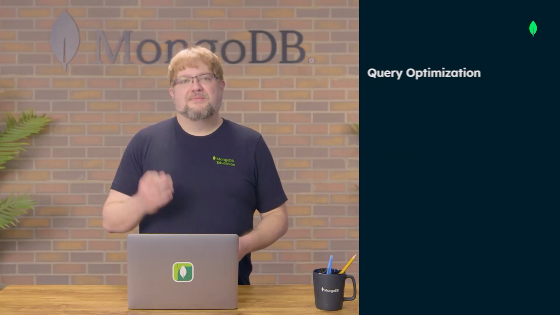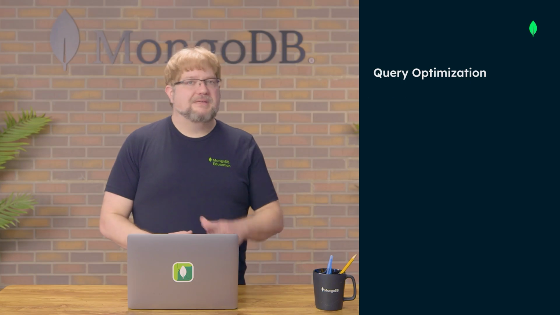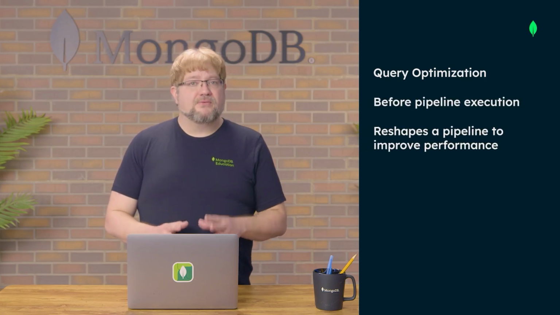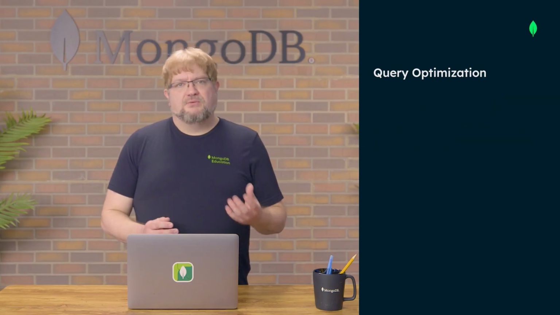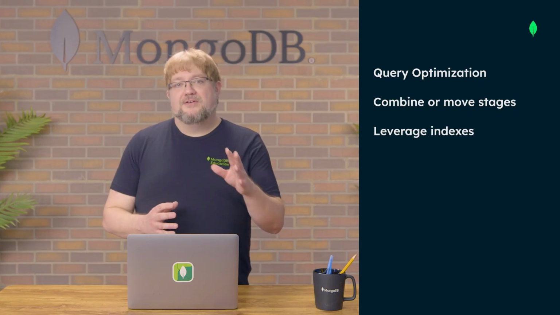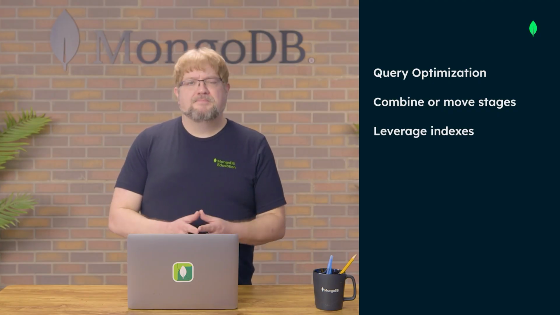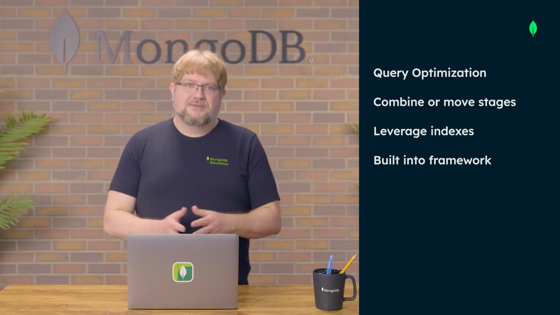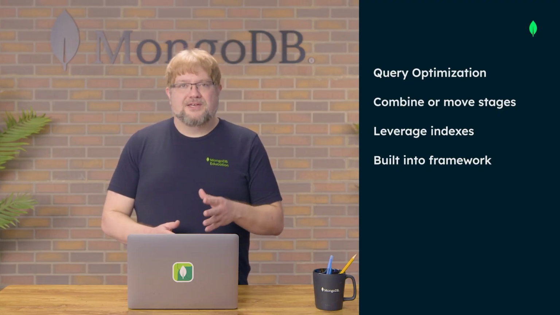Luckily, the query optimization phase happens automatically before pipeline execution. This will reshape a pipeline to improve performance. For example, the Query Optimizer might combine or move stages to leverage an index as long as the final output isn't impacted. This optimization is built into the framework. We don't have to do anything to enable it. It's just helpful to know that it's there.